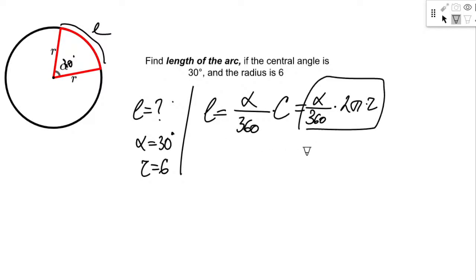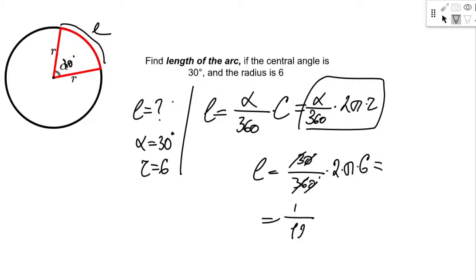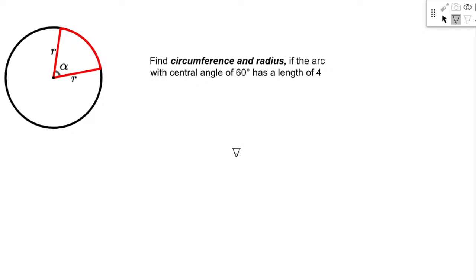L equals alpha, which is 30 degrees, divided by 360 degrees multiplied by 2 multiplied by pi multiplied by r, which is 6. So we cancel this and this, and also the 3. It's 1 divided by 12 multiplied by 2 times 6, which is 12 pi, and so we are left with pi. Easy peasy.